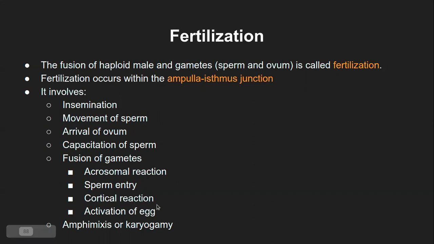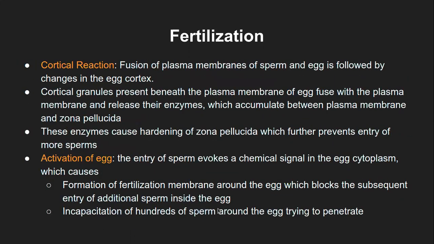Then the cortical reaction, that is the cortex portion of this oocyte will undergo certain chemical bond breaking reactions, and that causes the cortical reaction. Then activation of the egg. When the sperm is in contact with the secondary oocyte, it will completely finish meiosis 2 and create the final complete female gamete, which is going to fuse in the next stage, that is amphimixis or karyogamy, the nuclear fusion. So this is the whole process of fertilization.